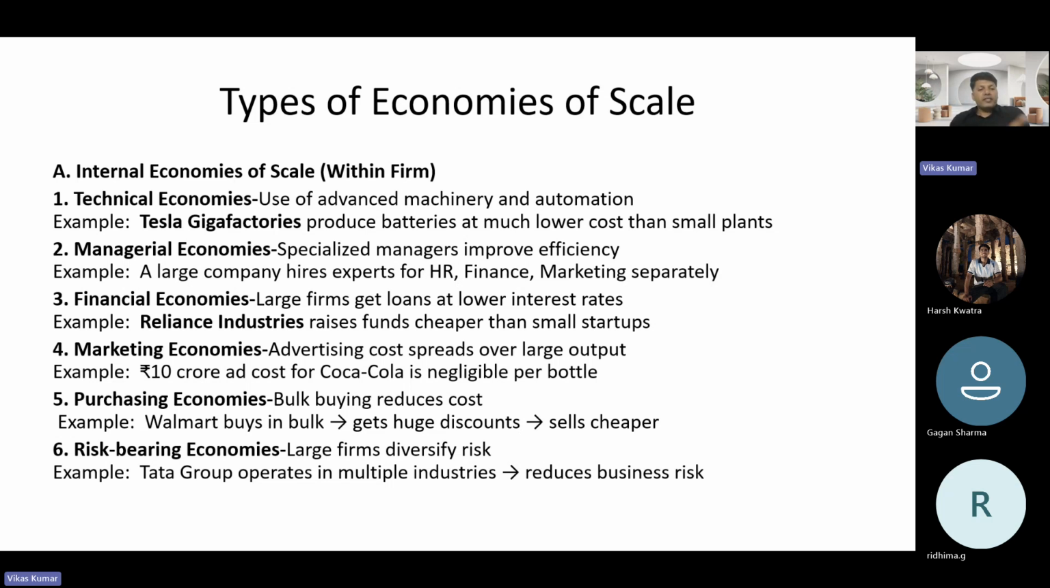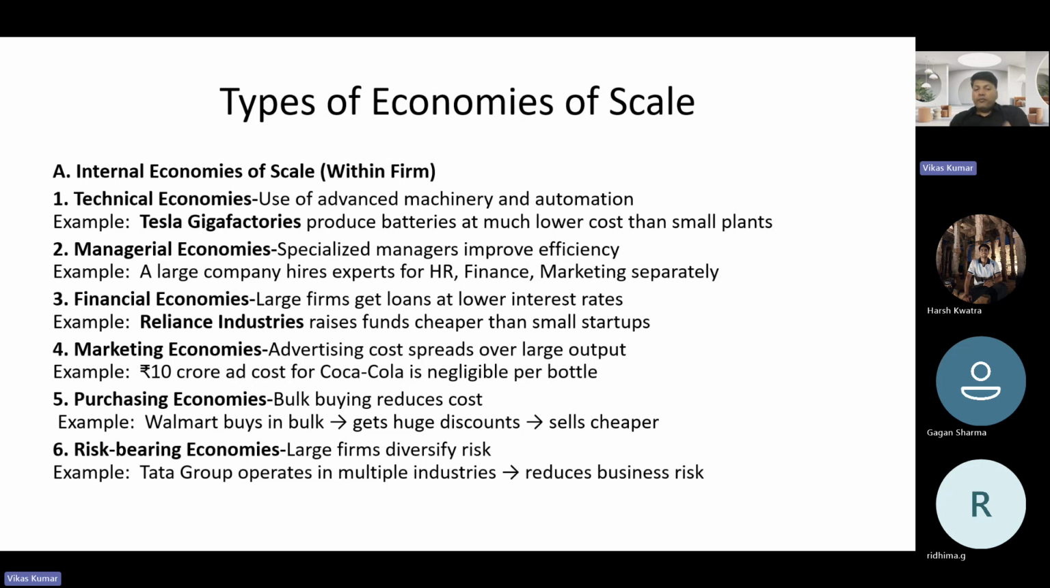Financial economies, as I have discussed with respect to Reliance Industries: they raise funds cheaper than small startups, because they are in a stronger position when it comes to negotiation and influencing investors and banks. So large firms like Reliance Industries get loans at a very low interest rate.